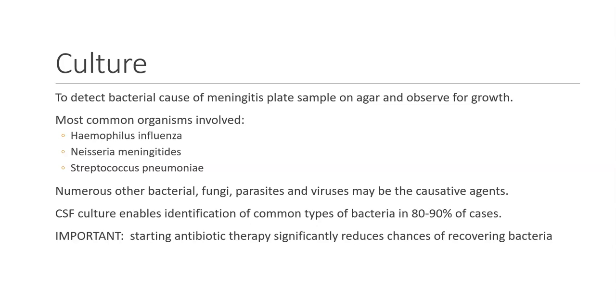CSF cultures are used to detect the bacterial cause of meningitis. So the sample is plated on agar, and then after a period of time is observed for growth. The most common organisms involved include Haemophilus influenzae, Neisseria meningitidis, and Streptococcus pneumoniae. There are numerous other bacteria, fungi, parasites, and viruses that may be the causative agents of meningitis. With CSF culture, this enables identification of common types of bacteria in 80 to 90% of the cases.